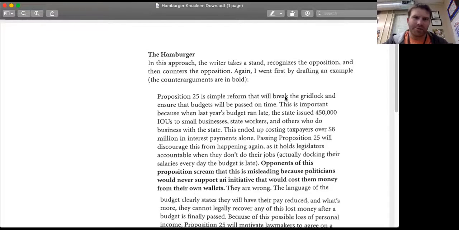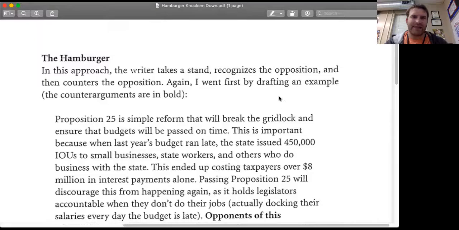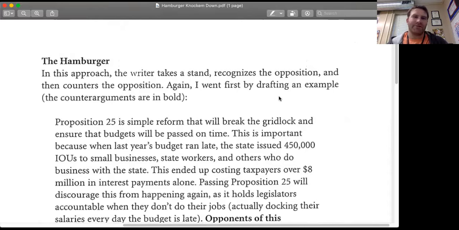So we're going to start off by doing a writing prompt that you can join in on. There's actually a couple of strategies I'm going to show you real quick of how to take a stand. And that's what we're going to be looking at. The first one is the Hamburger Approach. In this approach, the writer takes a stand and recognizes the opposition and then counters the opposition. Again, so basically your opinion is the hamburger bun, and then the opposition, the counter argument, is the meat in the middle. And so in bold is the counter argument.